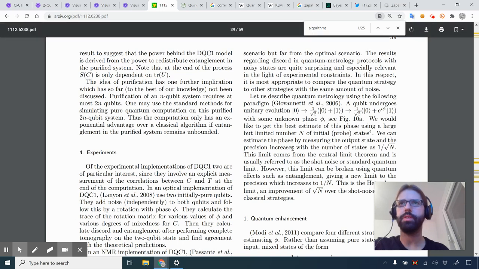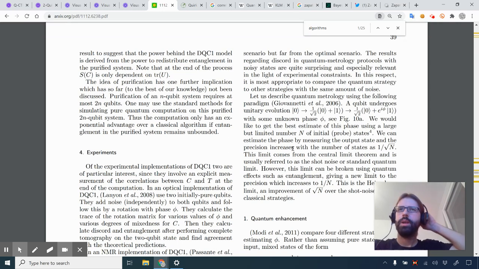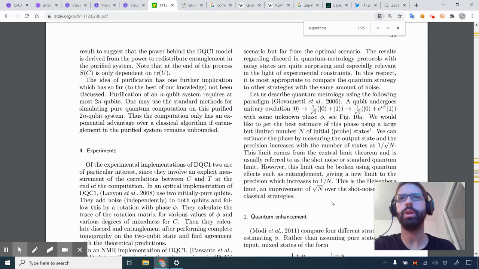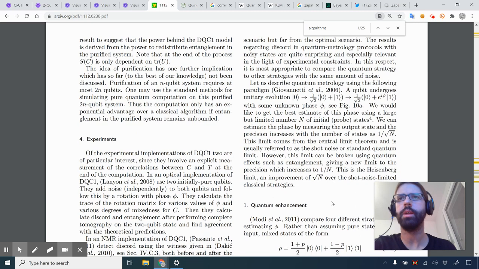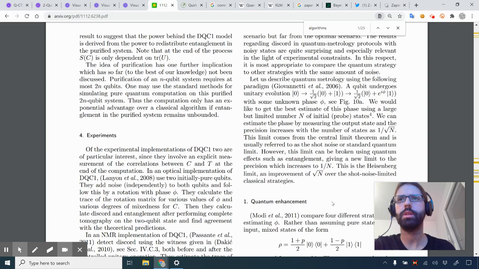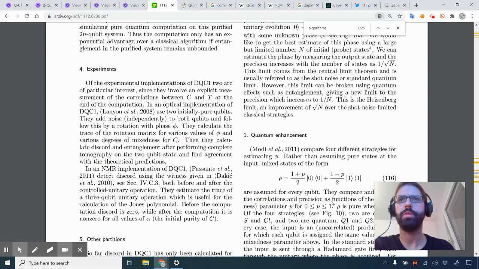We can estimate the phase by measuring the output state, and the precision increases with the number of states as 1 divided by the square root of n. This limit comes from the central limit theorem and is usually referred to as the shot noise or standard quantum limit. However, this limit can be broken using quantum effects such as entanglement, giving a new limit to the precision which increases to 1 divided by n. That's called the Heisenberg limit, quantum enhancement.